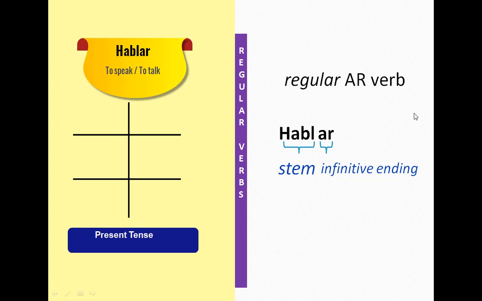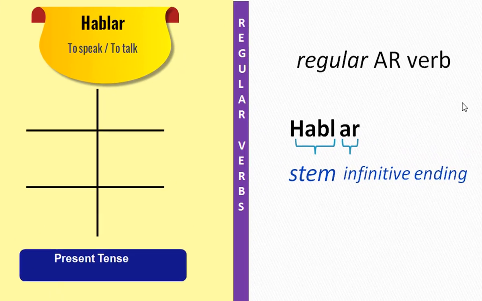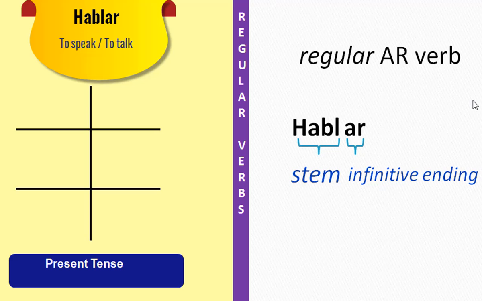Welcome to another chapter of Spanish Language Learning Center, and today we'll be talking about a stem changing verb, jugar. So what is a stem? We have been talking about regular AR, ER and IR verbs. Let's take one of them, hablar. So hablar means to speak or to talk.